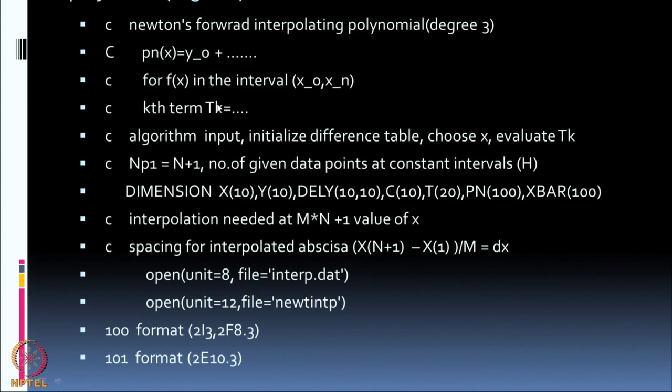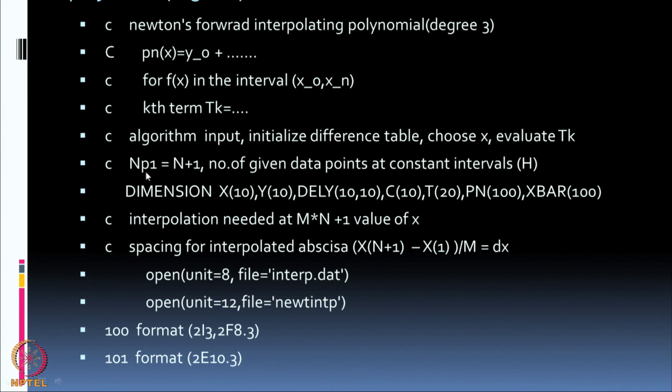The kth term, let us call it Tk. So, what algorithm am I going to use? In my algorithm, there will be input, and then I will initialize the difference table. Remember these are all forward differences: first order difference, second order difference, third order difference, which we have called delta 1, delta 2, delta 3. I will initialize the differences. Then once I have all values of the table, I can calculate the value of the polynomial for any given x.